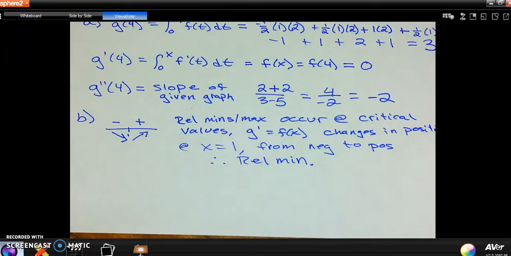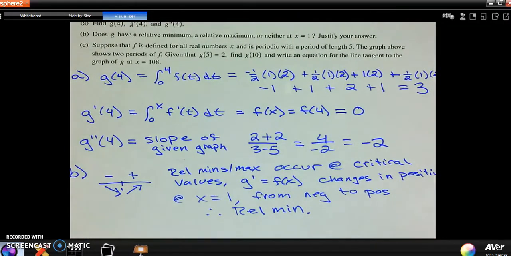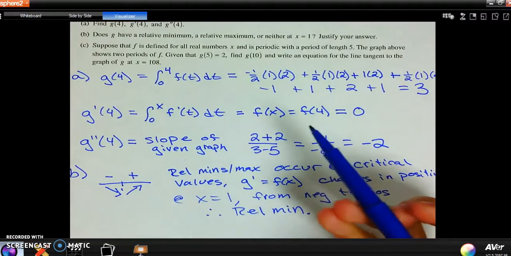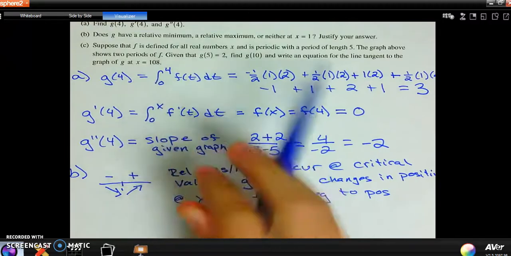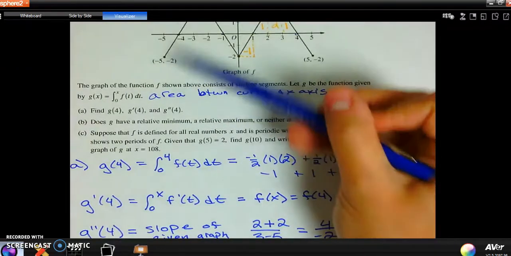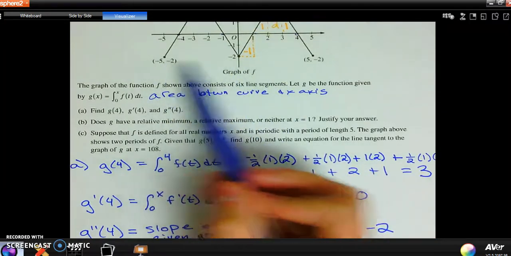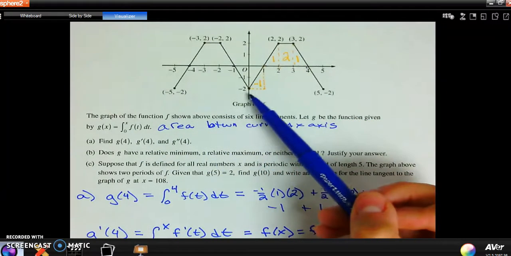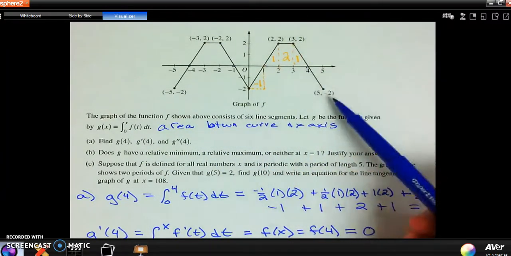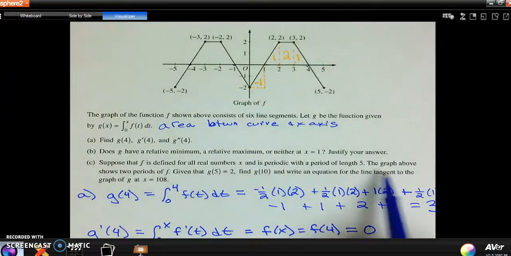In part C, they're giving you some information, so let's take a look at what they're actually telling you. It says, suppose that it's defined for real numbers and it's periodic with a length of 5. The graph shows 2 periods. Periodic functions repeat, and its period length is 5. So over any 5 units, the graph will have the exact same picture. And we see that: from negative 5 to 0, and then from 0 to 5, they're the same. So that makes sense.